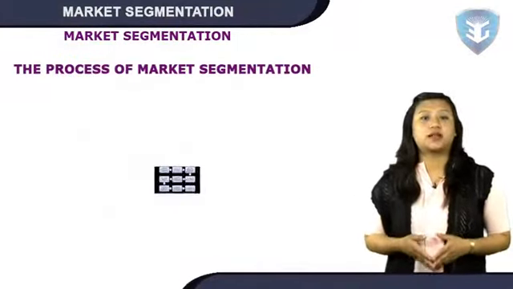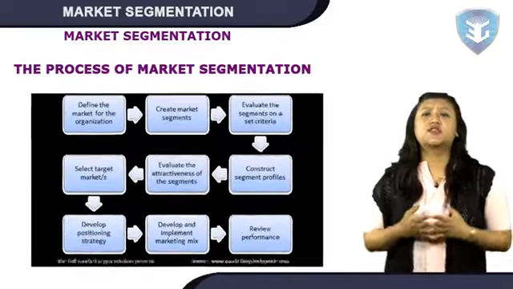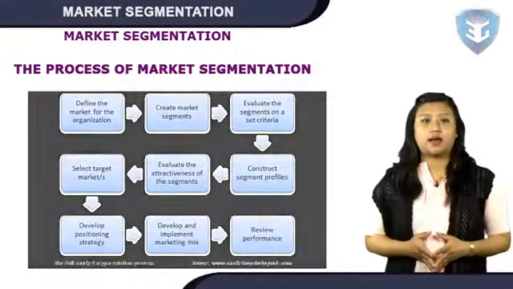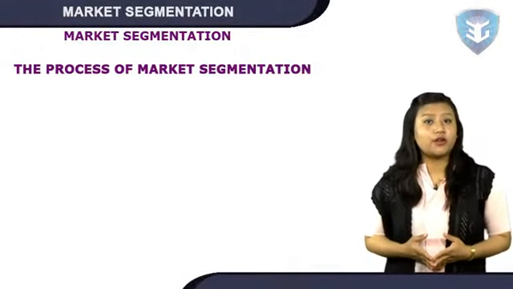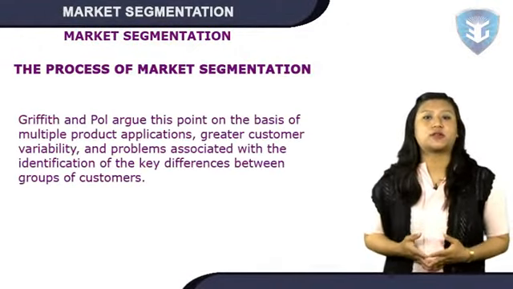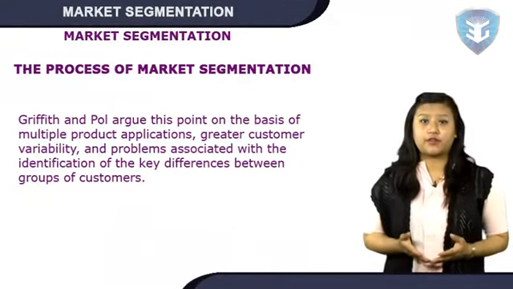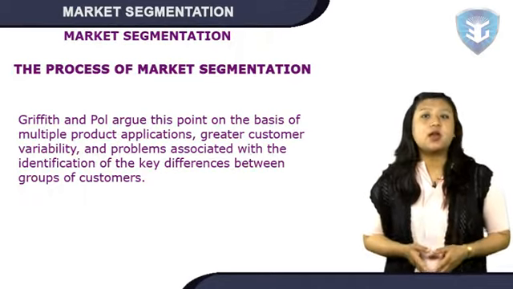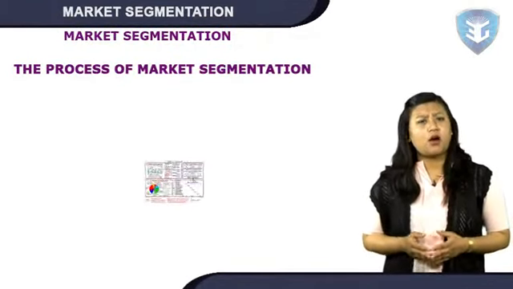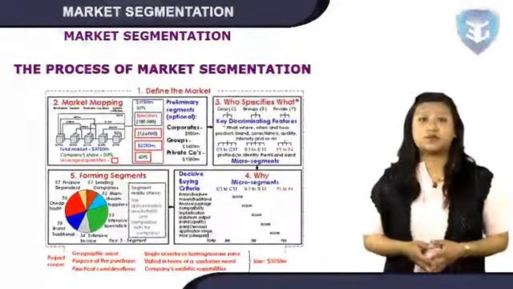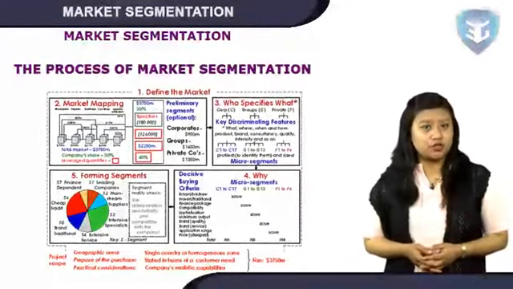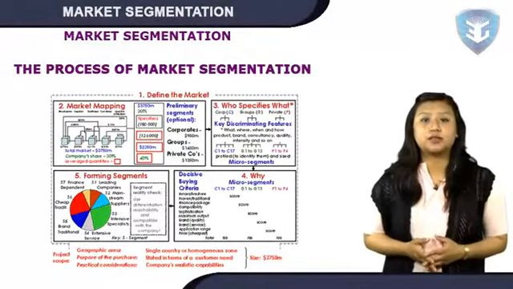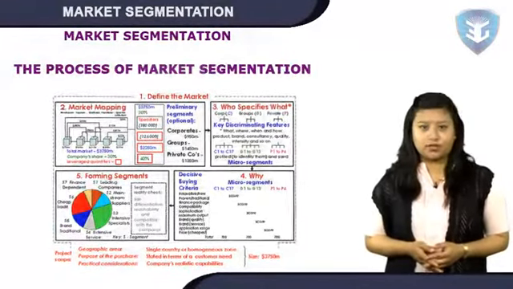The process of market segmentation. The intricacies involved in market segmentation are said to make it an exacting activity. Griffith and Paul argue this point on the basis of multiple product applications, greater customer variability and problems associated with the identification of the key differences between groups of customers. However, there have been numerous attempts to define and describe business segmentation, using a variety of variables and ranging from the severely product-based to customer needs-based orientation.